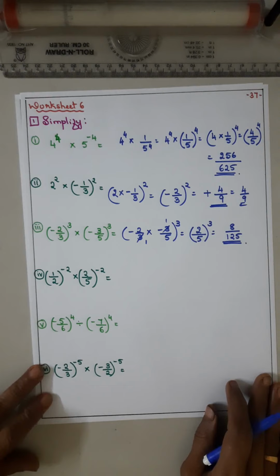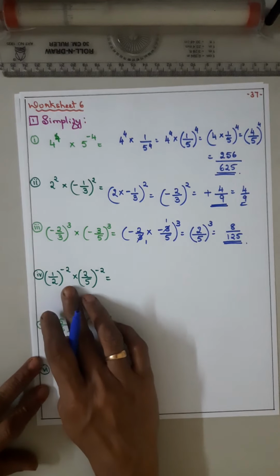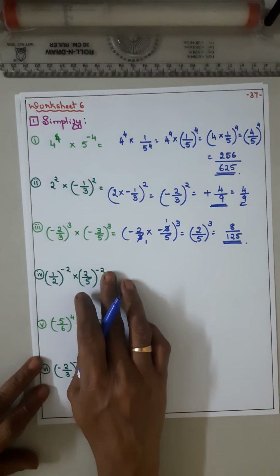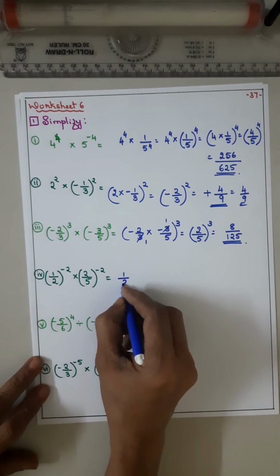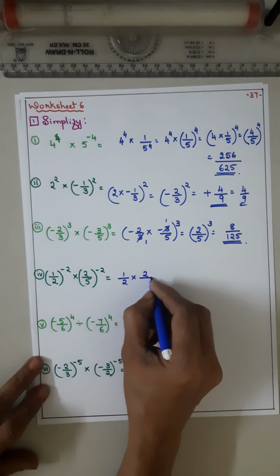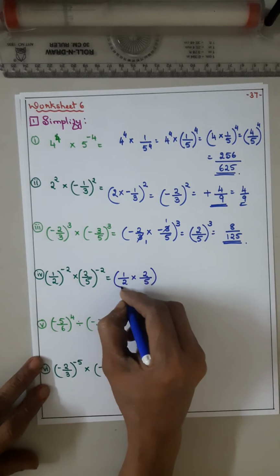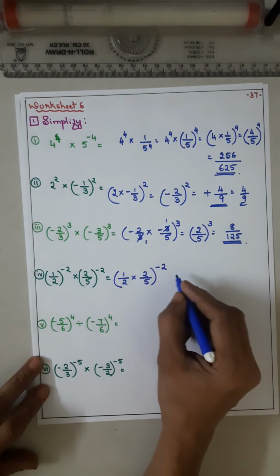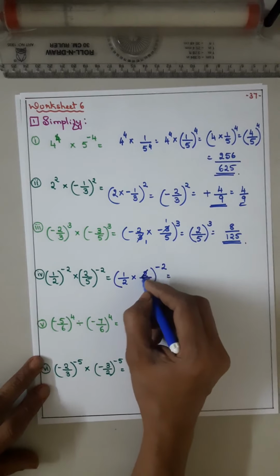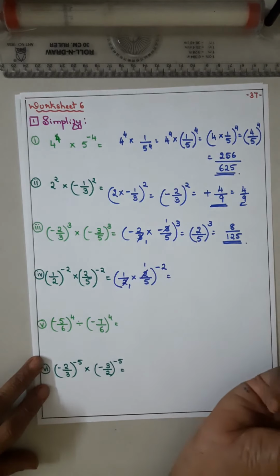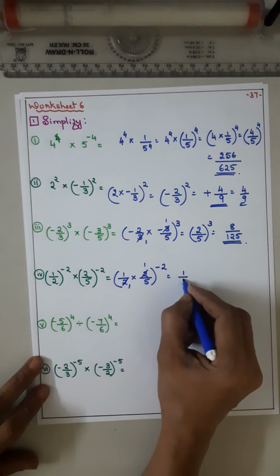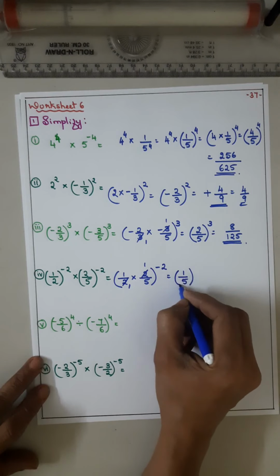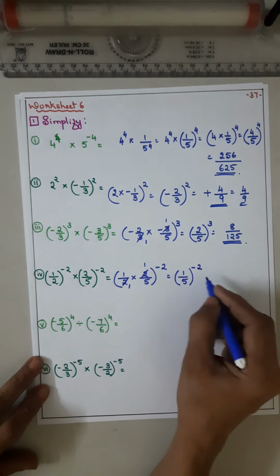Now coming to the fourth subdivision, the powers are minus 2 and the bases are different. 1 by 2 into 2 by 5, the whole raised to minus 2. Is cancellation there? Yes, 1s are 1s are. So here it became 1 by 5, the whole raised to minus 2.